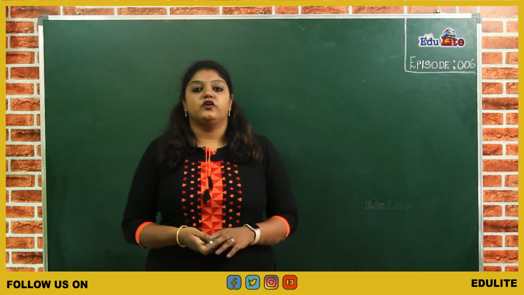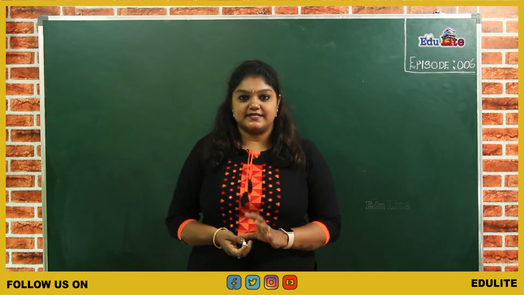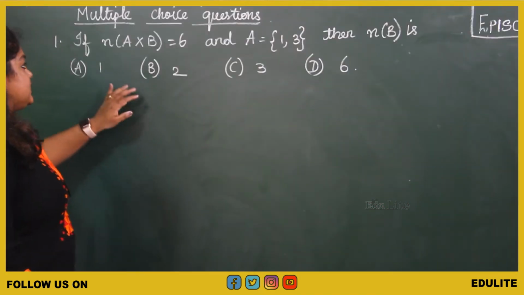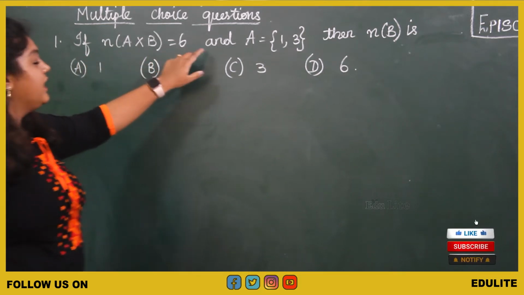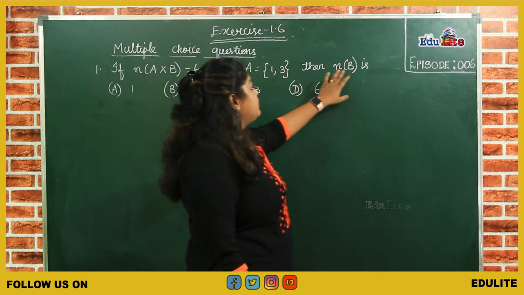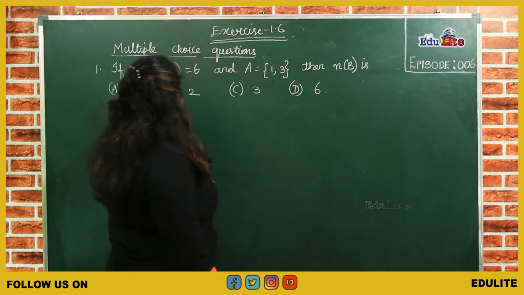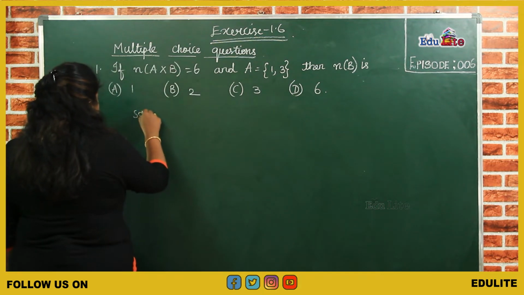In today's class, we are going to see exercise 1.6, which is of multiple choice questions. Let us begin. So the first question is, if n of A cross B equals 6, then we are given with A value as 1, 3 and we have to find n of B. We are given with 4 options to find n of B. Okay, let us do it.